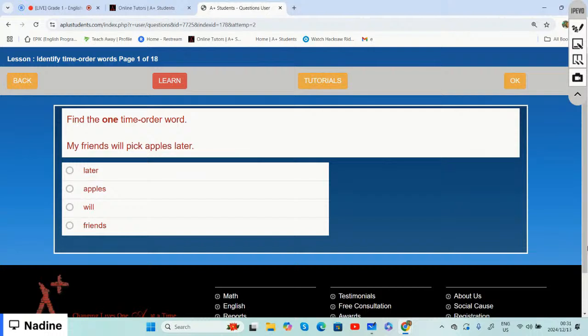So we need to identify our time order word. Is it later, option one? Apples, option two? Will, option three? Or friends, option four? Which word shows when something will happen? Is it later, apples, will, or friends?